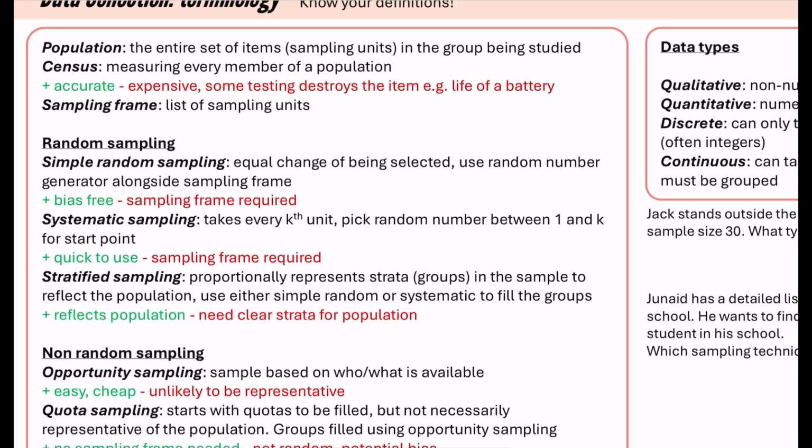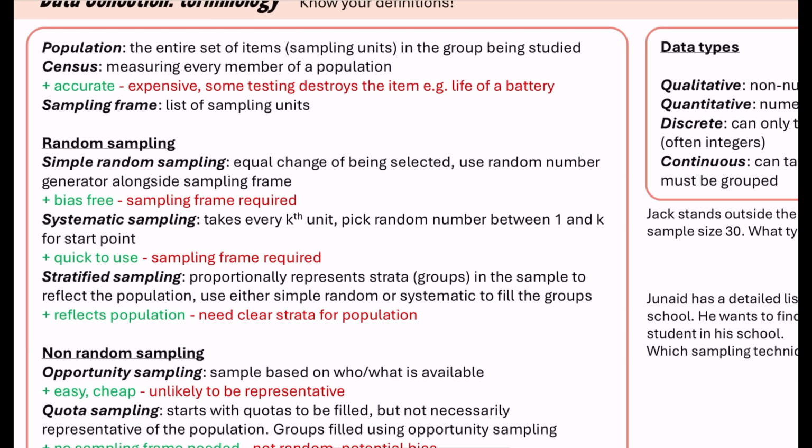So the census is where you measure every single member of a population. Well, if your population was just your class, you could just ask 30 people. But if you were wanting to do something for, say, a whole office building or something like a much, much bigger scale, this can be pretty expensive to do and it can take a long time to do. It can be very accurate because you're then getting information from absolutely everybody.